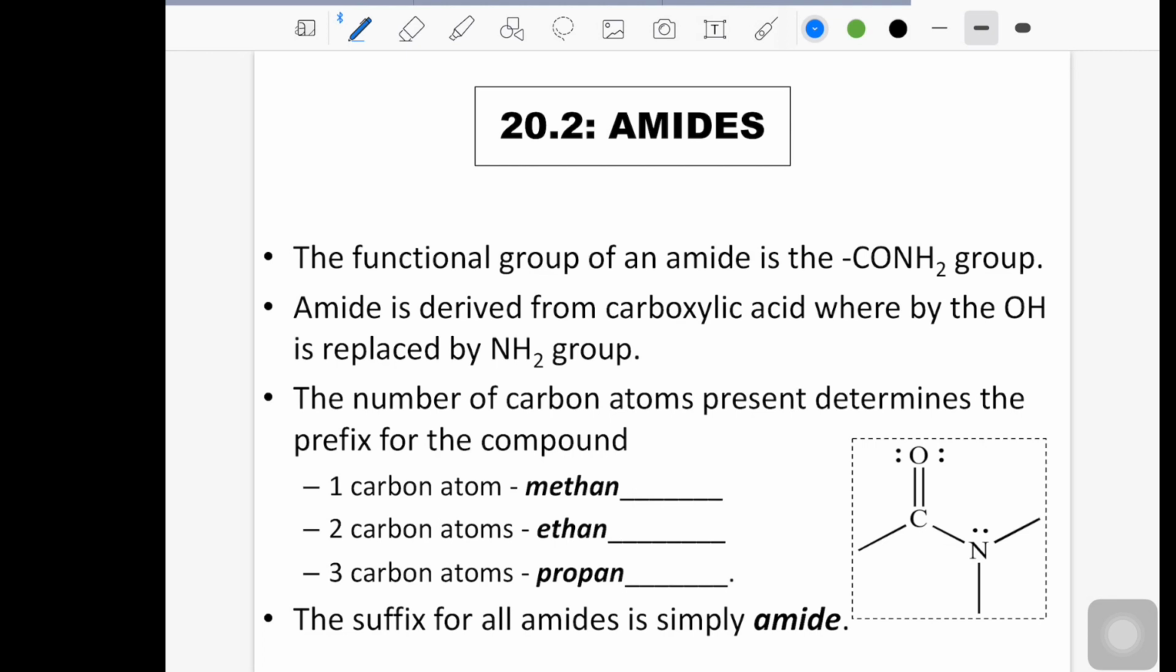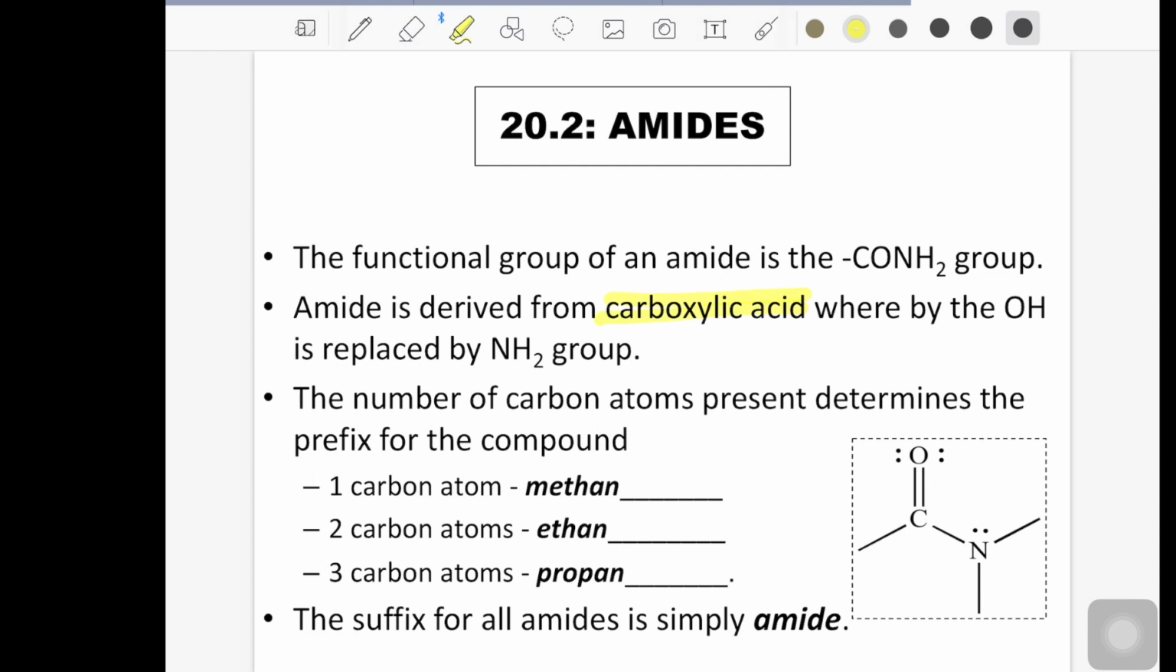Amide is derived from the carboxylic acid. So you have already looked at the formation of amide based on the combination of ammonia or amine with acyl chloride. Here they say carboxylic acid, but we know that acyl chloride is the more reactive version of a carboxylic acid.